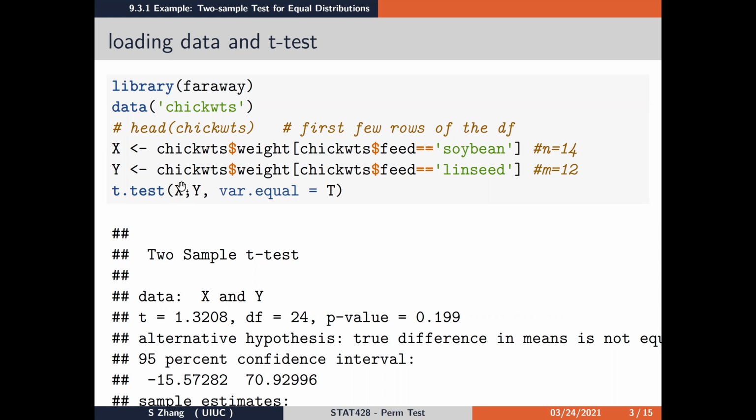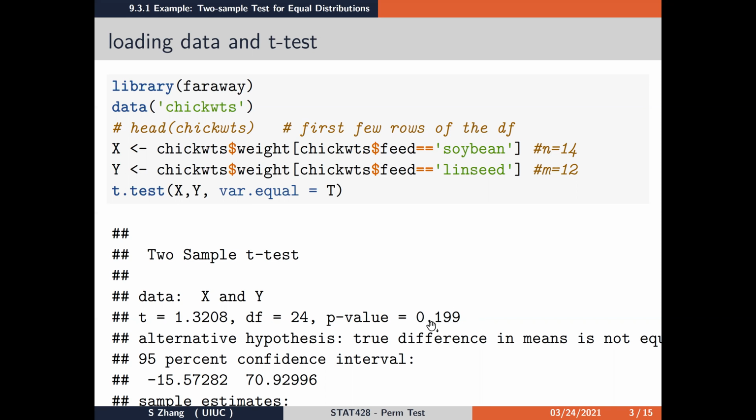We can perform a t-test in R using the t.test function. All we need to do is to supply X and Y and indicate whether we assume that the two groups have approximately equal variances. And here are the outcomes we get from the two-sample t-test. The test statistic t is 1.32. There are a total of 24 degrees of freedom, and the resulting p-value is 0.199, which is close to 0.2.